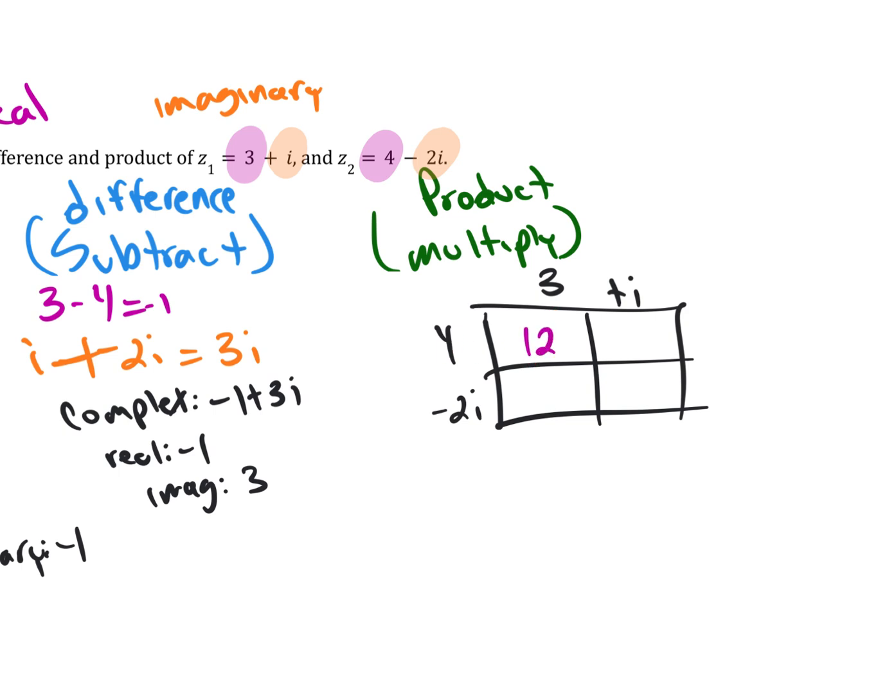There's no i. The next one is i times 4. Because it has an i, that's a complex number. It's 4i. Here, 3 times -2 is -6. Don't forget to bring over the i. And the last one, I'm multiplying -2i times 2i.